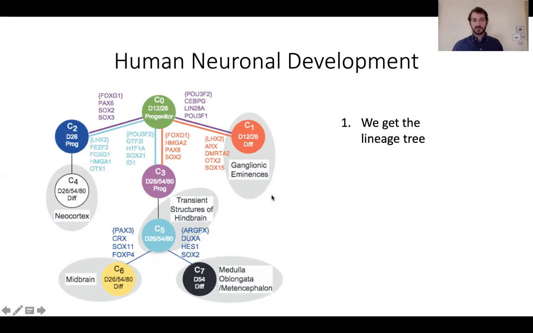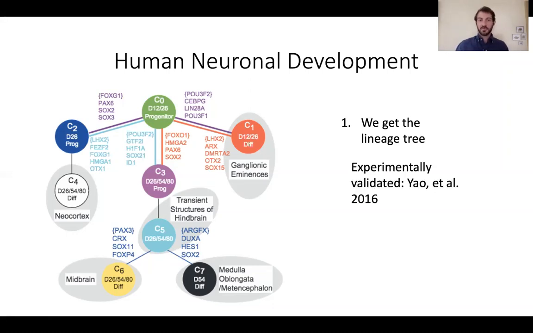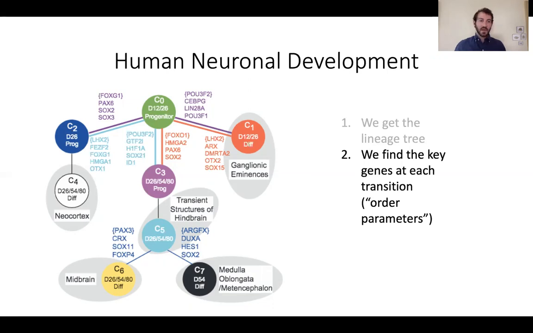And not only did we get this tree to understand how the different cell types arise, but they were also able to experimentally validate the different branches of this tree using viral barcoding. The second thing we get from this analysis is we find these key genes at each transition. And these are the order parameters that I referenced earlier.